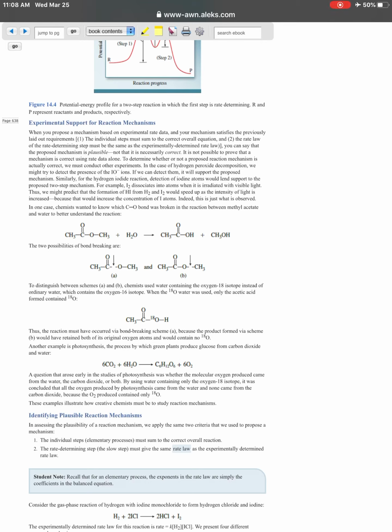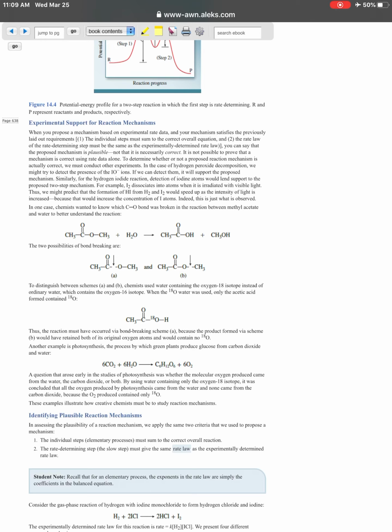It is not possible to prove that a mechanism is correct using rate data alone. To determine whether or not a proposed reaction mechanism is actually correct, we must conduct other experiments. In the case of hydrogen peroxide decomposition, we might try to detect the presence of the IO negative ions. If we can detect them, it will support the proposed mechanism. Similarly, for the hydrogen iodide reaction, detection of iodine atoms would lend support to the proposed two-step mechanism.